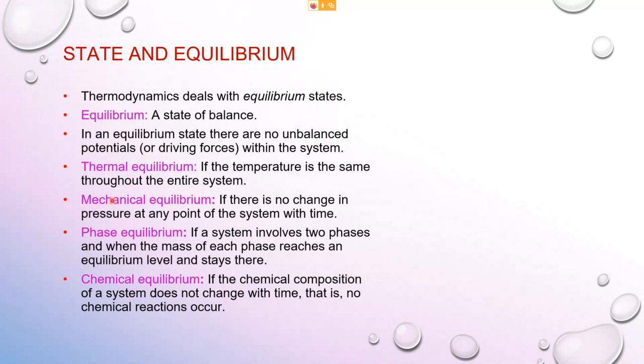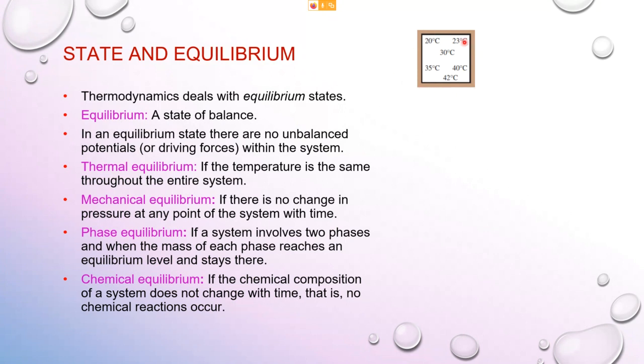If each of these is met, that means the system achieves thermal equilibrium, mechanical equilibrium, phase equilibrium, and chemical equilibrium, then we say the system is under thermodynamic equilibrium.